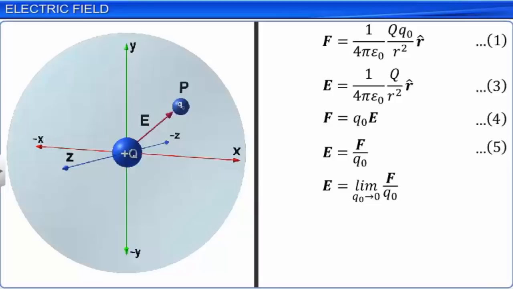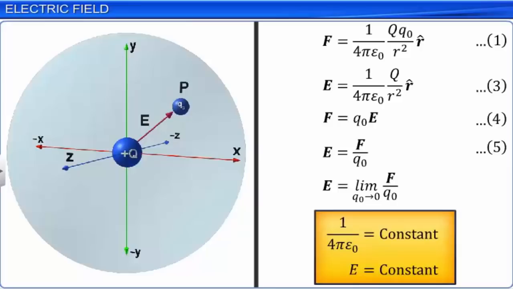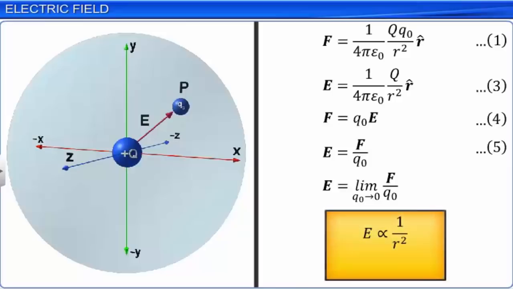For a given distance R from the source charge Q, the value of 1 by 4 pi epsilon naught is always constant, and hence E, as given by equation 3, will also be constant. Hence, the electric field strength E at any distance R from the source charge Q is independent of the test charge Q0. It varies with R cap and is inversely proportional to R square. The electric field at any point in the electric field is finite and is zero only when distance R is equal to infinity.